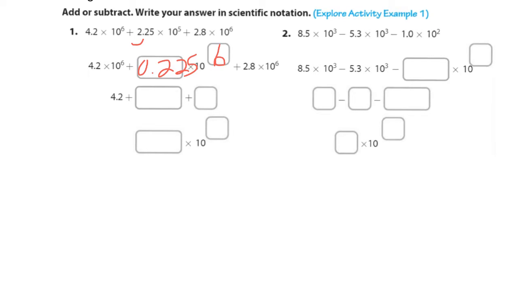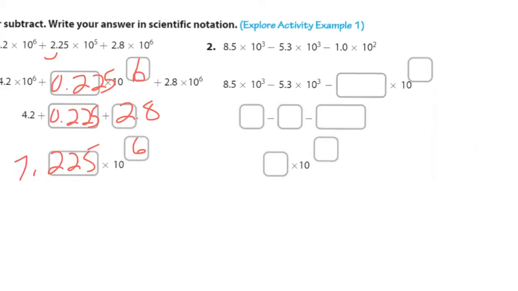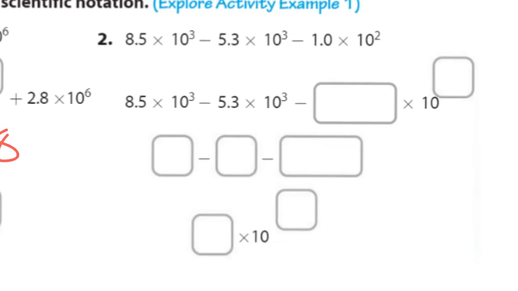So I'm going to add up my 225 thousandths plus 2 and 8 tenths. And using my handy dandy calculator, that's going to be 7 and 225 thousandths. And keep in mind that you had a 6 as your exponent, so the answer is 6. Okay, I'm going to try to move this one over a little bit. Maybe make it a little bit larger, because that was just too small for me to write in.